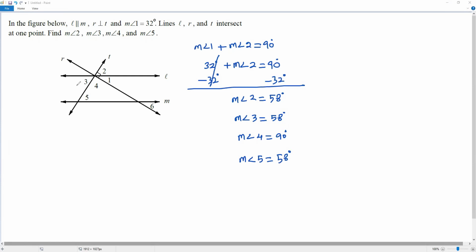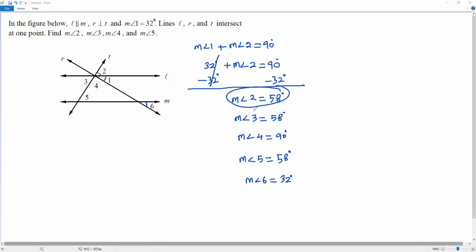Now we have to get the measure of angle 6. Again the same thing: lines L and M are parallel and R is a transversal. Then this angle, angle 1, and angle 6 are corresponding angles. They must be equal in measure. So angle 6 equals angle 1. Already we have the measure of angle 1, that is 32 degrees. So the same we can write over here.